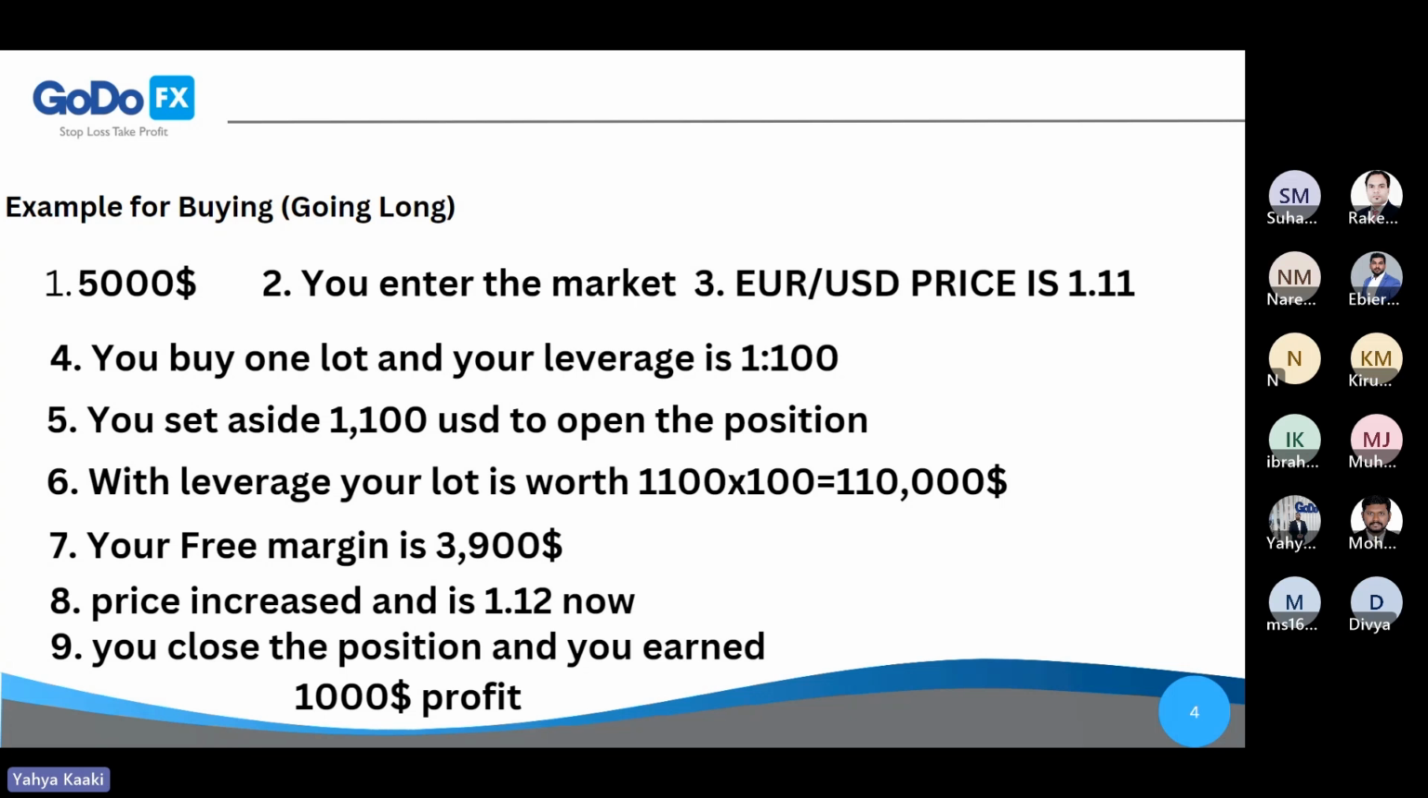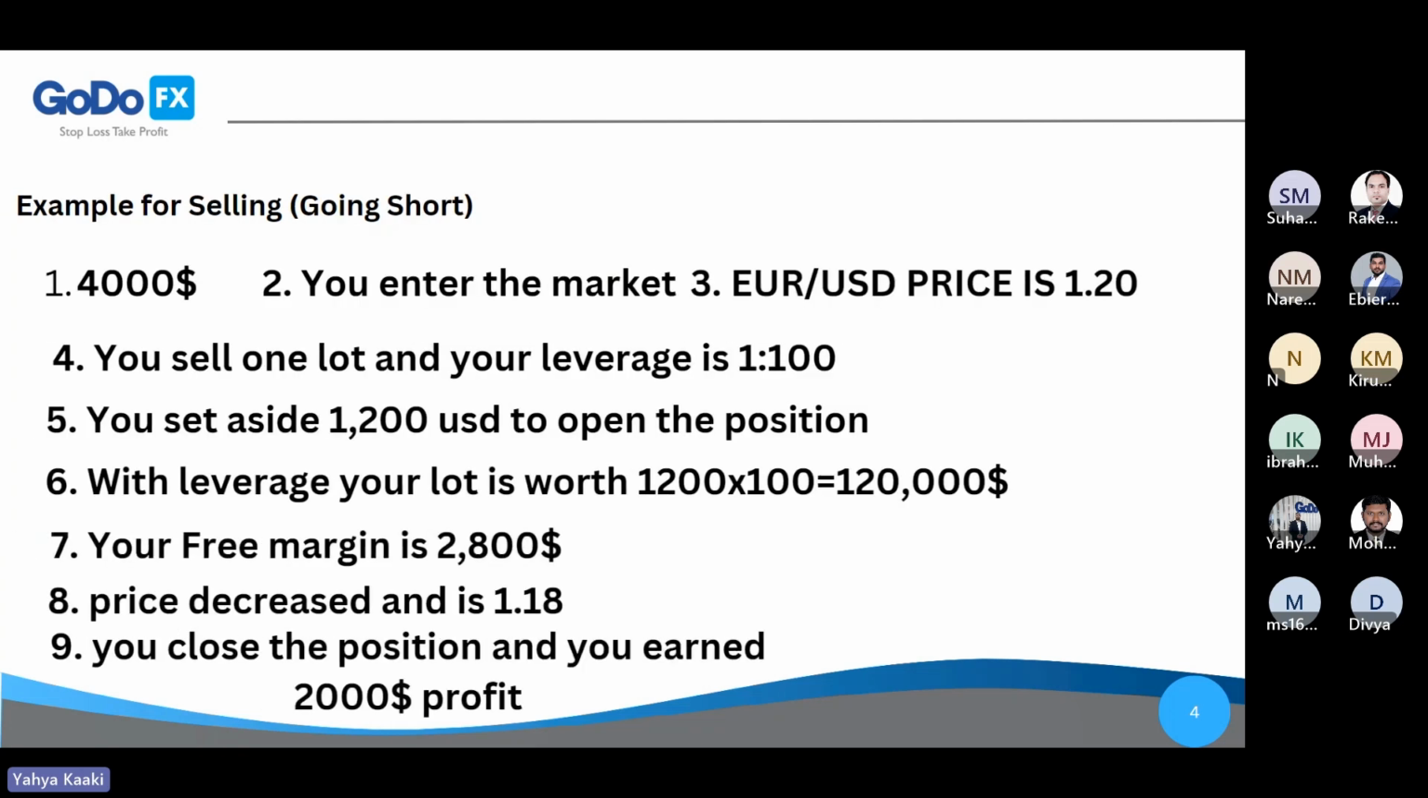Now, going back to here, our price is at 1.20, and the price decreased to 1.18. Now, since it's a sell position and the price decreased, I'm in profit. How much did I make? I made a $2,000 profit. So of course, I'll see my profit, since once I close the position, I see it added to my balance. Instead of having $4,000, now I have $6,000 in my balance. And this is for the buy position, and this is for the sell position.